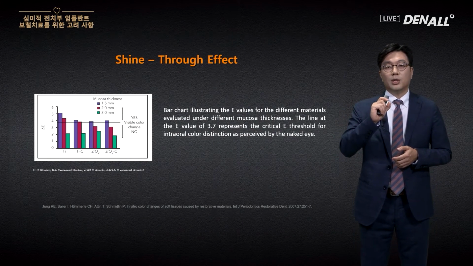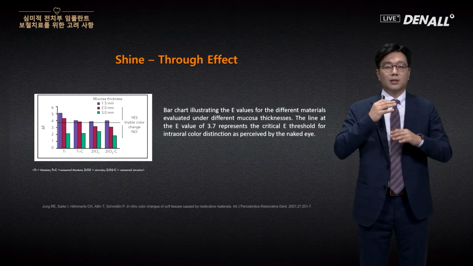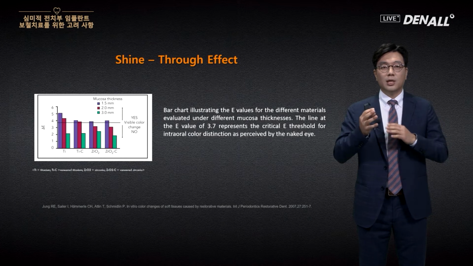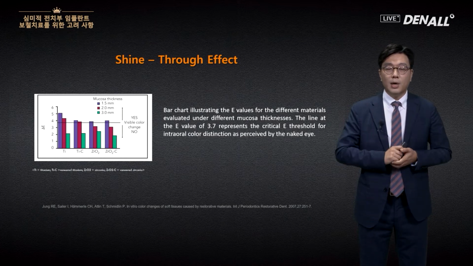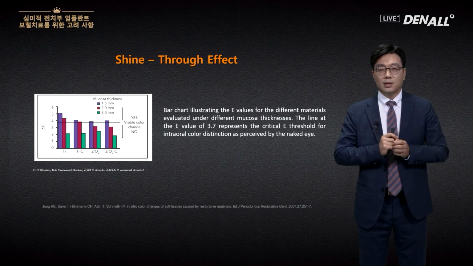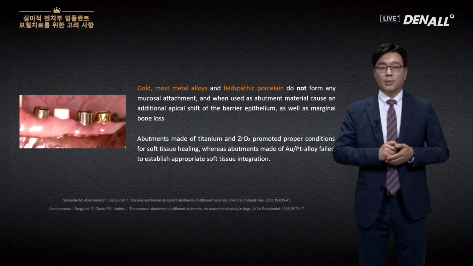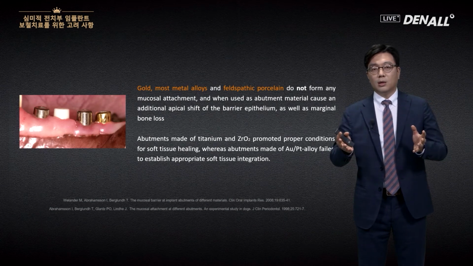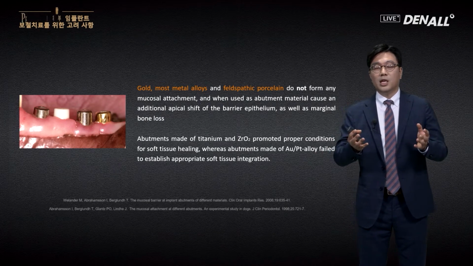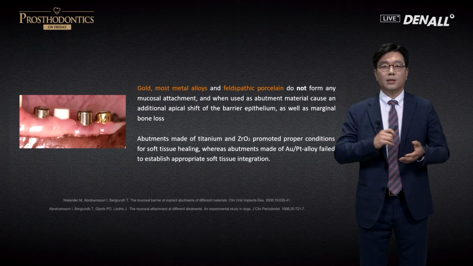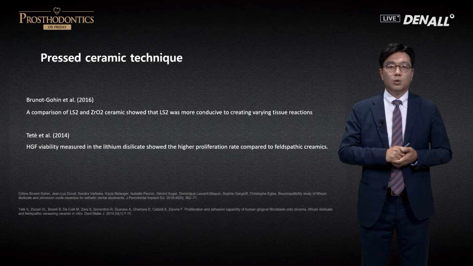When the gingiva thickness is thinner than 2 millimeters, 100% of the cases, the shade will look differently visually. You need to check the thickness of the gingiva in selecting a shade. Next, to control the surrounding gingiva, titanium or zirconia have a better response from the surrounding gingiva.